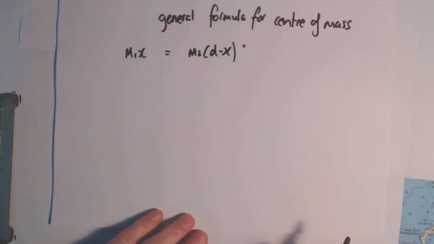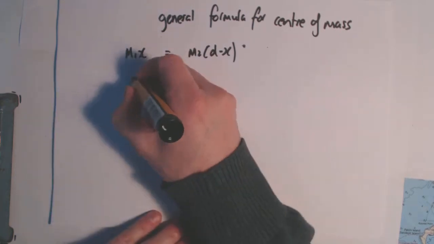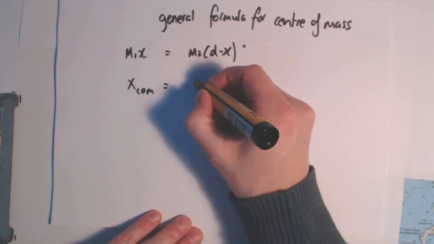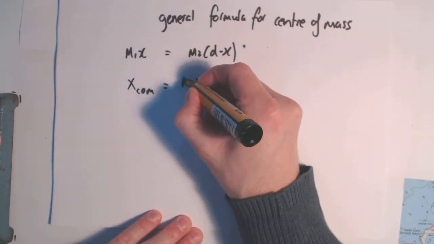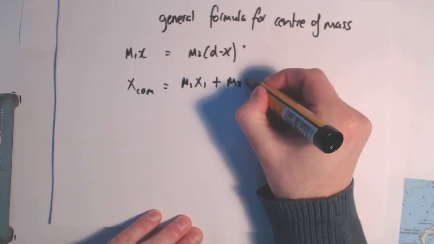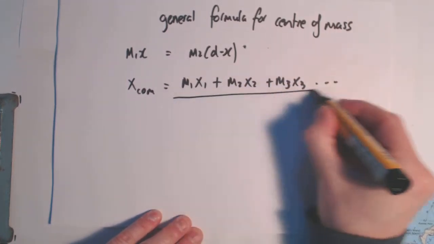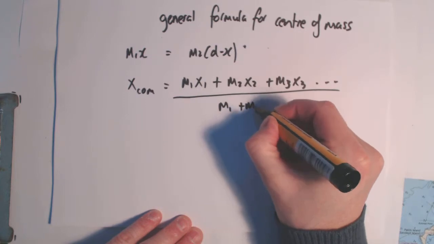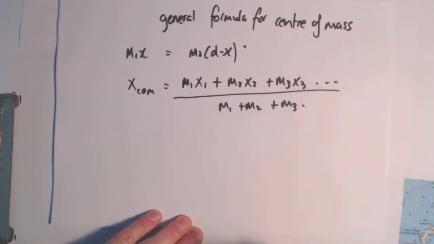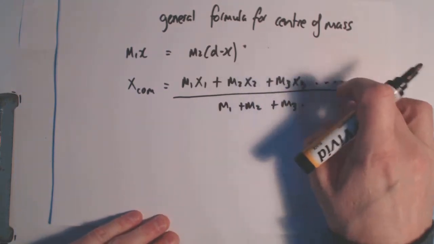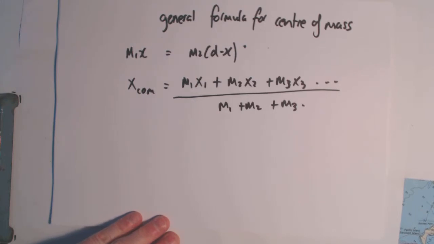But we actually have another formula that says the centre of mass is equal to, we'll start with, m1x1 plus m2x2 plus m3x3 all over m1 plus m2 plus m3. Now that is for any number of objects, that's why I go dot dot dot. So if you've got 3 objects, 4 objects, 5 objects, that still works.